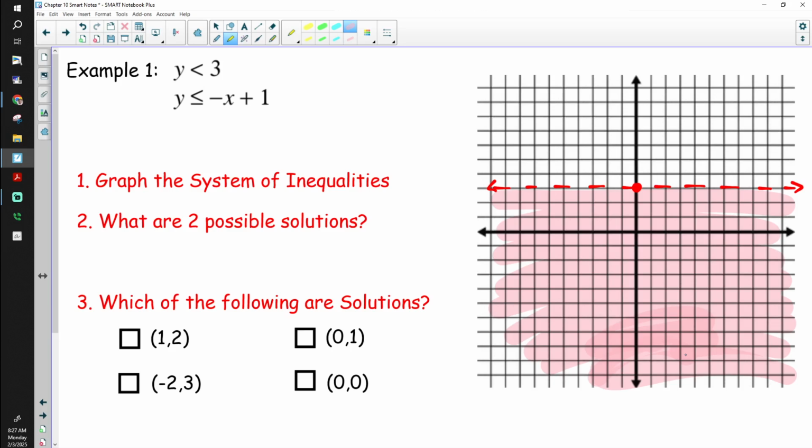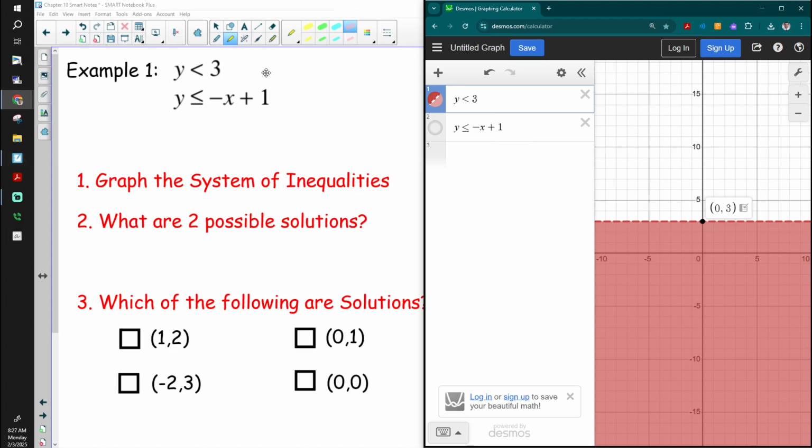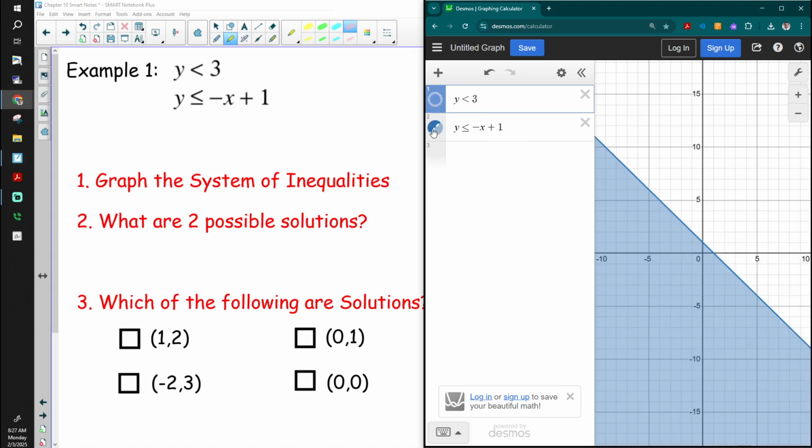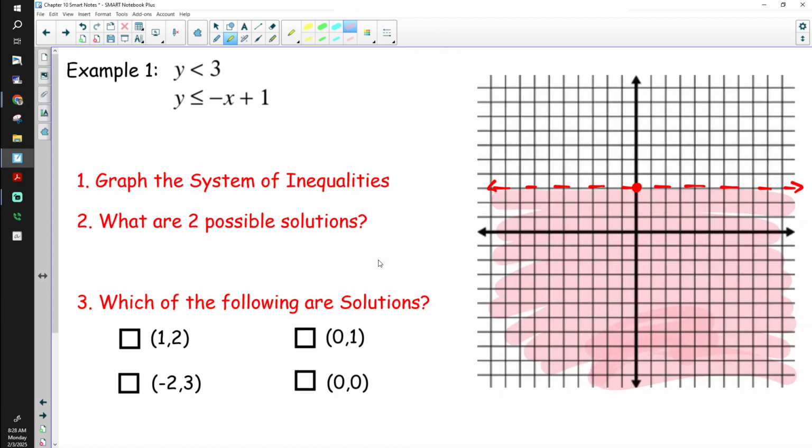Now we're going to do the same thing with our other line. I'm going to hide this red one and pop up my blue one. I'm going to click on my line and find 2 pretty points, 0, 1 and 1, 0, and draw a solid line in my second color. 0, 1, 1, 0. Ready? Solid line.